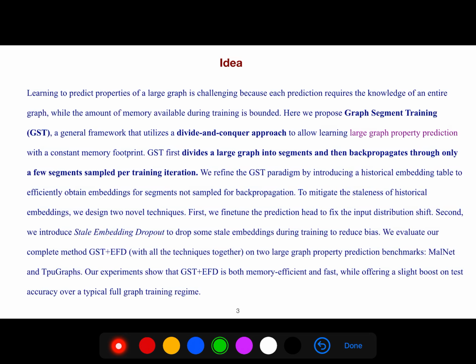GST first divides a large graph into segments and then backpropagates through only a few segments sampled per training iteration. We refine the GST paradigm by introducing a historical embedding table to efficiently obtain embeddings for segments not sampled for backpropagation.